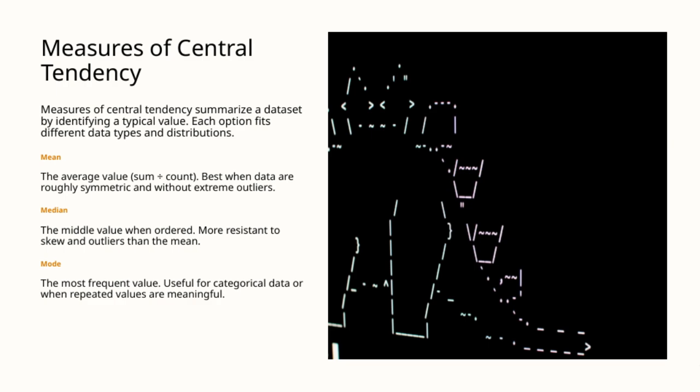Finally, there's the mean, or the average, calculated by summing all values and dividing by the count. The mean is most appropriate when your data is roughly symmetric and doesn't have extreme outliers, as it can be heavily influenced by those. Overall, these measures summarize a dataset by highlighting a typical value, but each one is suited to different types of data and distributions. Understanding which to use helps us better interpret our data and draw meaningful conclusions.